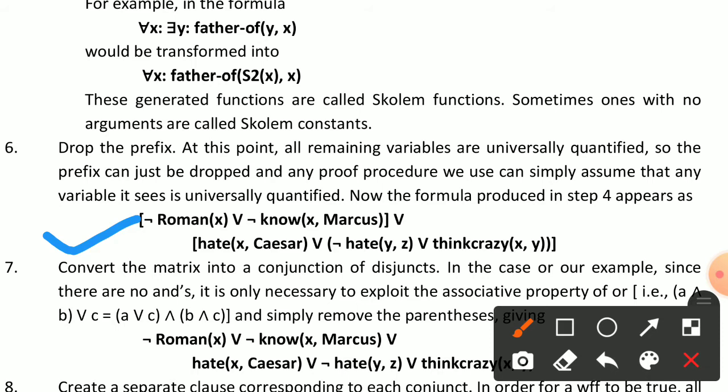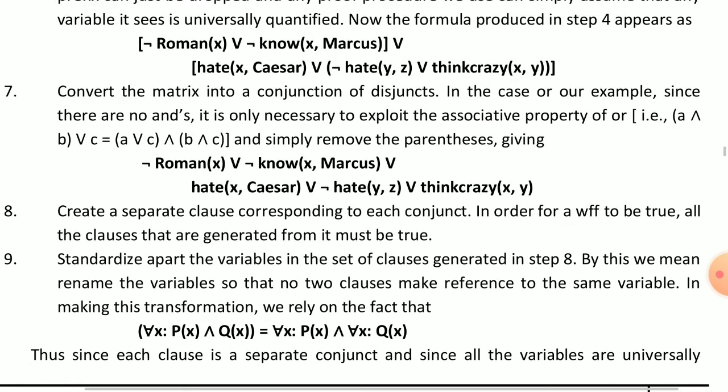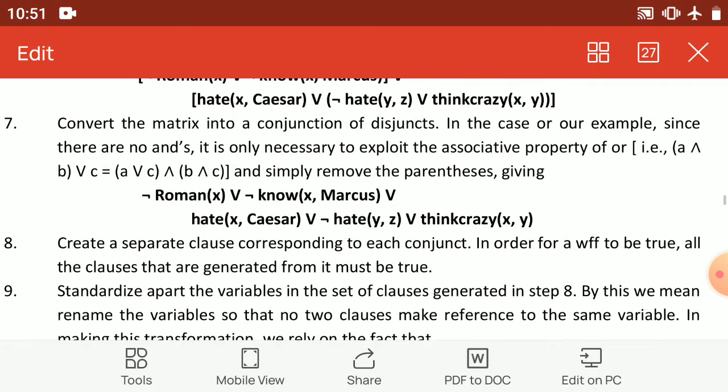From step 2 we can write step number 4, and from step number 4 we can write step number 6. Okay, now our step number 7 is we can convert the matrix into a conjunction of disjuncts. In the case of our example, there is no and symbol used, we can use only the or operation. Okay, so here we can use the associative property.